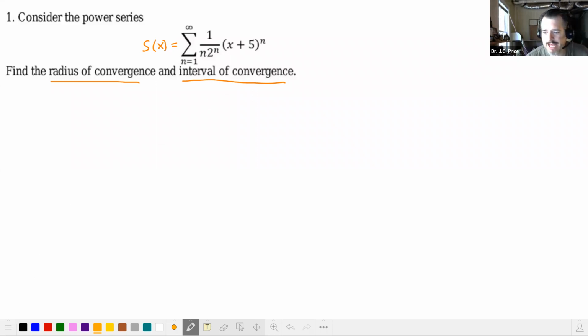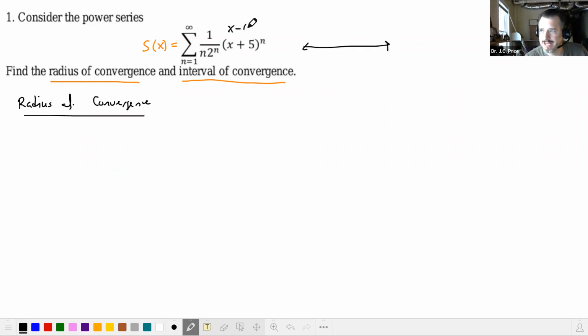So let's just write a few things down here. For the radius of convergence, the idea is that this thing is centered at 5. Actually, it's not 5, it's minus 5, right? So it's x minus a negative 5 here. So this is actually centered at negative 5. And I want to figure out how far can I go out here, negative 5 plus what versus negative 5 minus what, that I can guarantee convergence on that interval.